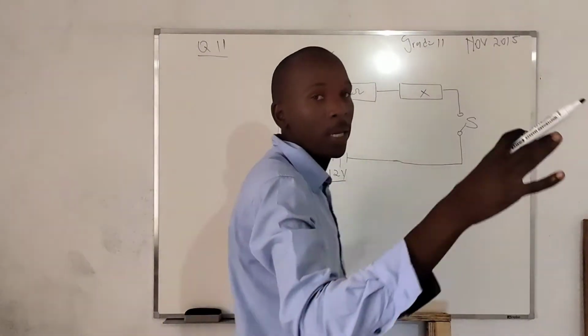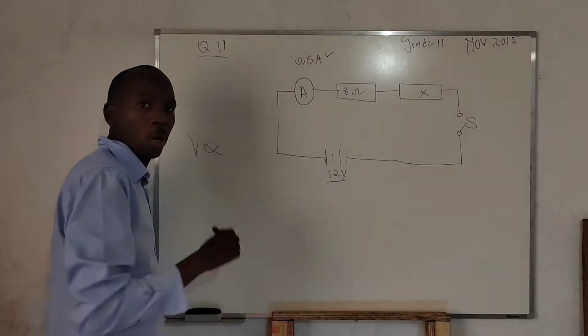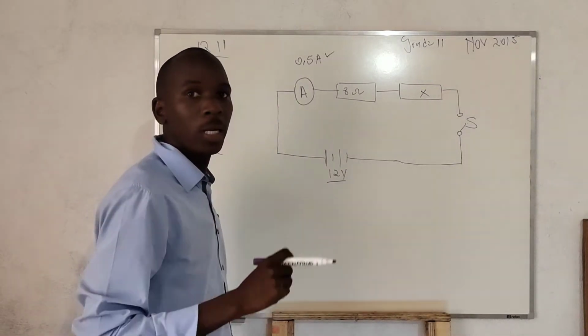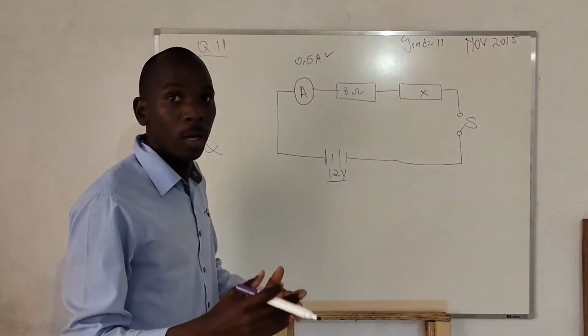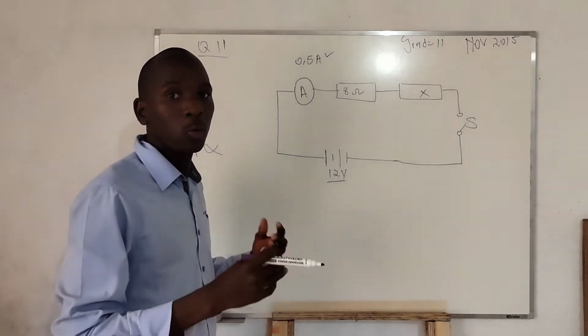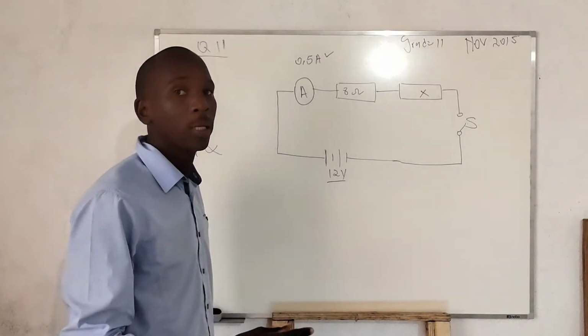As you can see on the screen, the question paper is now on your screen. The very first question requires us to state Ohm's law. So Ohm's law states that potential difference across a conductor is directly proportional to the current flowing in the conductor, provided the temperature is constant.